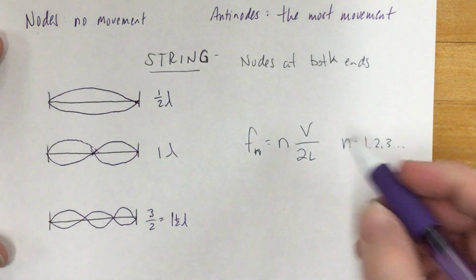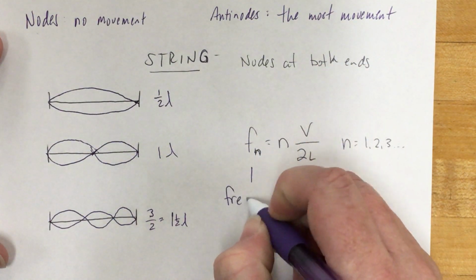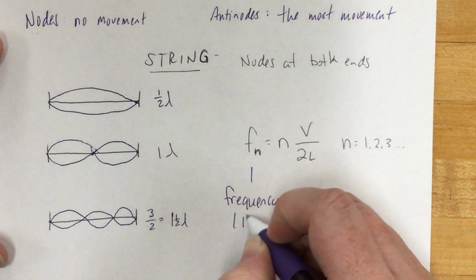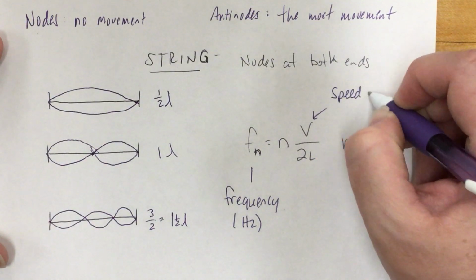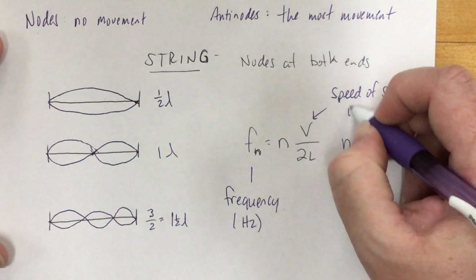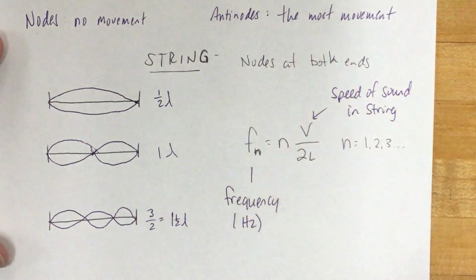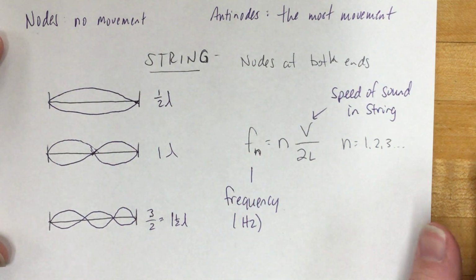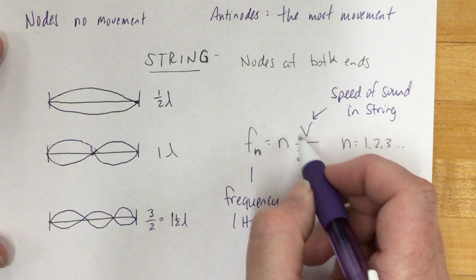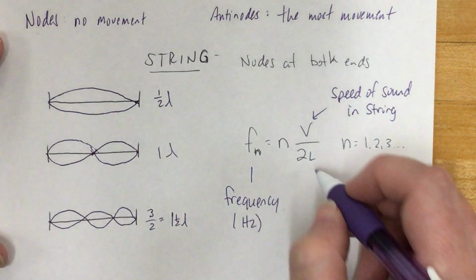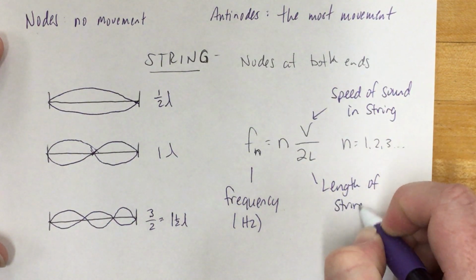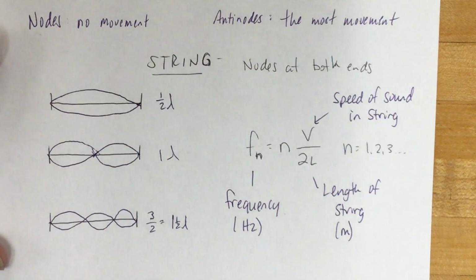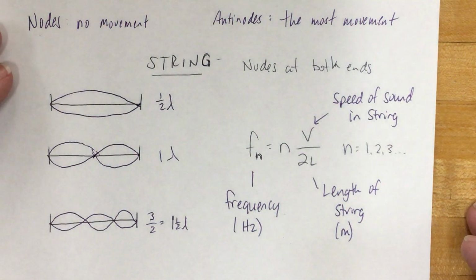And what this does is f is the frequency, and frequency is measured in hertz. v, in this case, will be the speed of sound in the string. And that's going to vary based on the temperature, based on the tension, based on what the string's made of. But the speed of sound in that string will be the v that we have here. And then L is the length of the string. And this has to be measured in meters. If it's in centimeters, you'll need to get it into meters before you calculate.